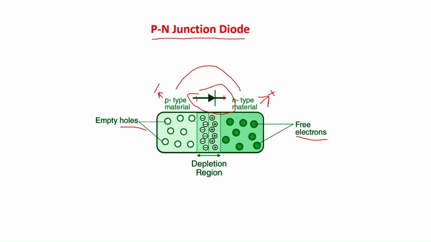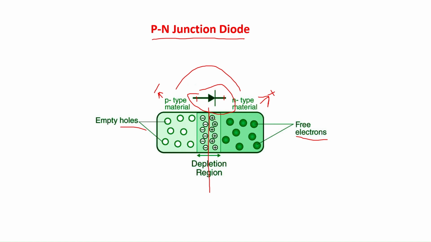When the P-type semiconductor and N-type semiconductor are joined in this manner, the minority charge carriers of P-type material, that is the electrons, will move towards the PN junction. This is the PN junction. So the electrons move towards the PN junction. Similarly, holes, which are the minority charge carriers in N-type material, also move towards the PN junction.